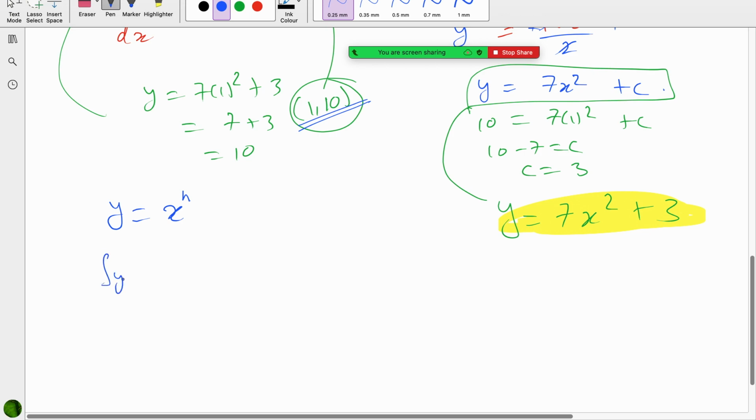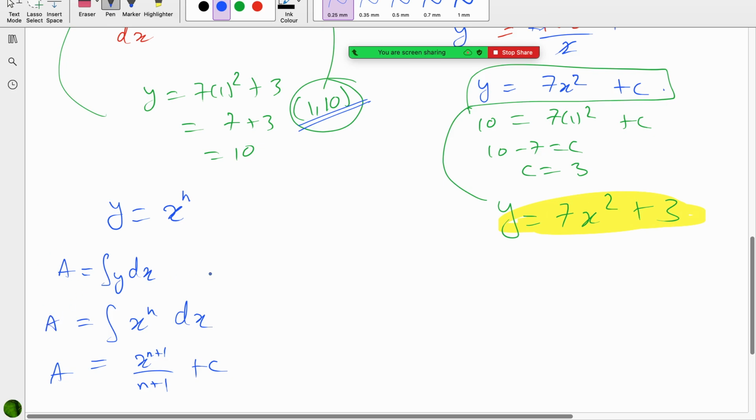So when I integrate this, this becomes x to the power n plus 1 over n plus 1. You add 1 to the power and divide by the new power, plus c.